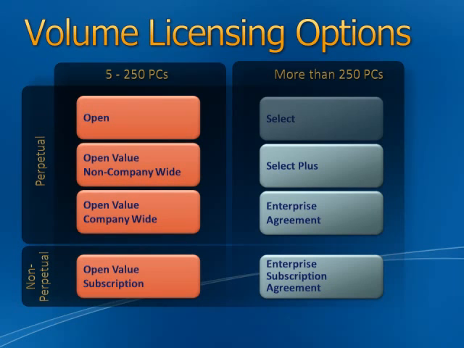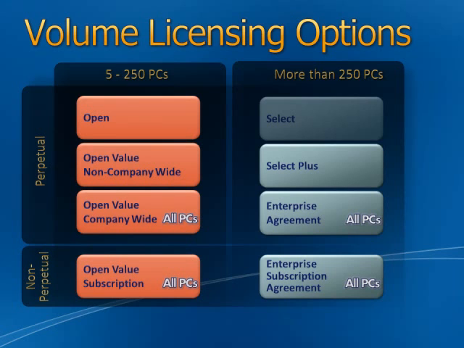The next factor distinguishing between the agreements is standardization or not. So the agreements with all PCs written beside them are agreements where the customer is committing to put certain software on all of the computers within their organisation, and they're getting a discount on their license price for doing so. Whereas the agreements at the top, Open Value Non-Company Wide and Select Plus, are great for customers who want to pick and choose the licenses that they want to purchase.